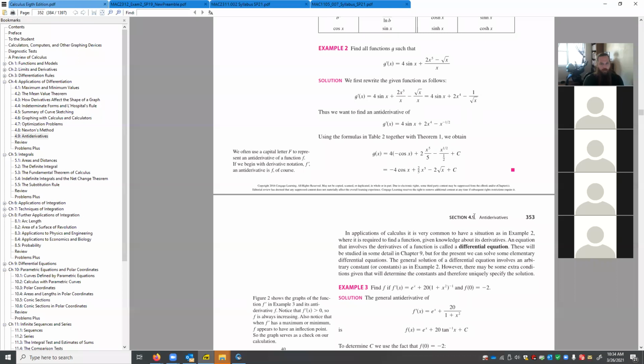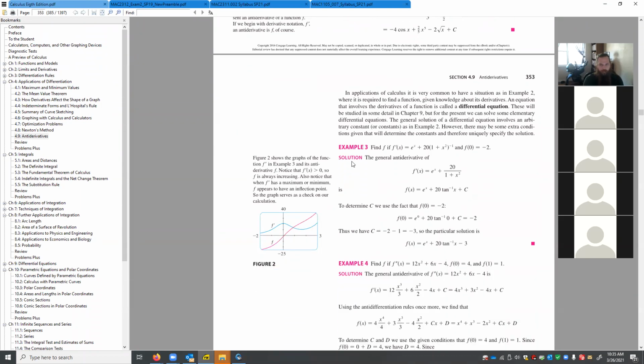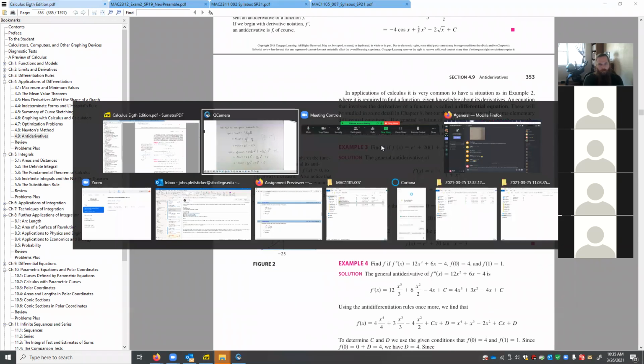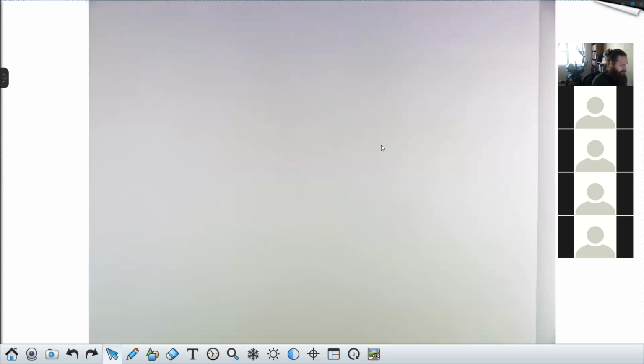Okay, let's try 1 or 2 more. So here they're talking about something called a differential equation. It's a particular kind of differential equation called an initial value problem. Let me introduce this a little bit.